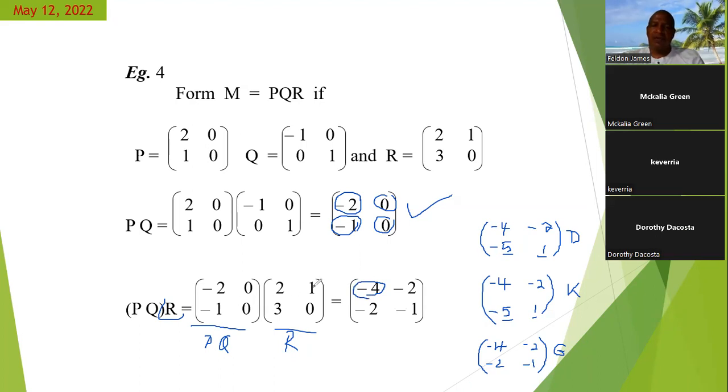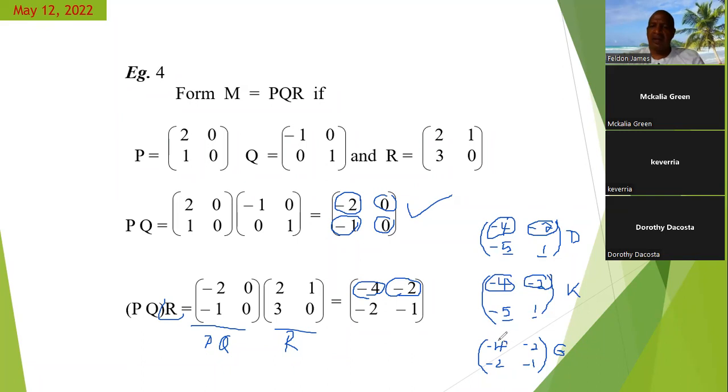Now for the second column, we're going to take the same first row. So -2 times 1 will give you -2, and 0 times 0 will give you 0. So we add -2 plus 0, we get -2 here. Everybody seemed to have that in their solution. So nobody had a problem with that first row.